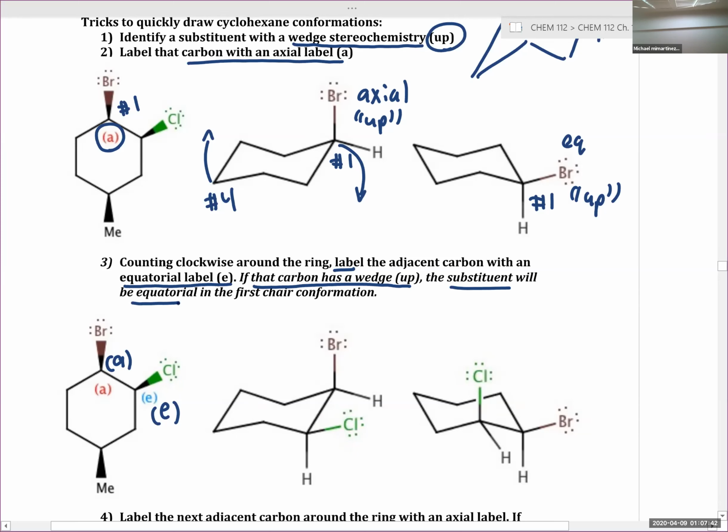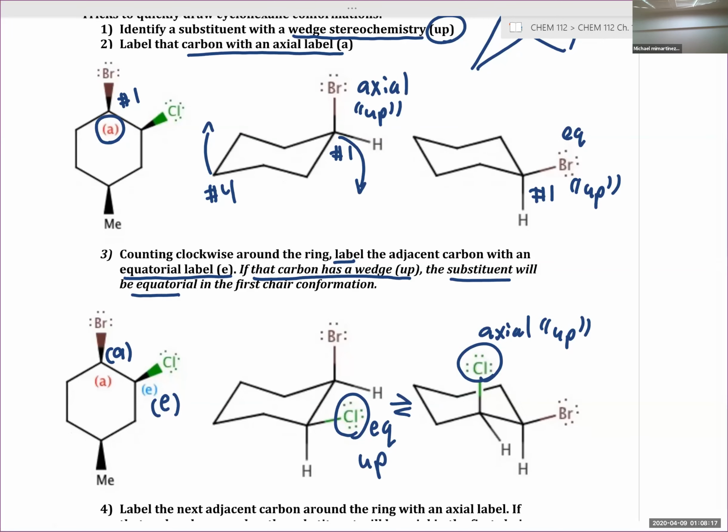Okay? So looking at this chlorine, it is equatorial, but is this chlorine still pointing up? Yep. So it's equatorial up. That's why we have this equatorial label for the wedge. Now, if we undergo a ring flip, the chlorine will go from equatorial up to axial up. We won't worry too much about the ring flip for right now.